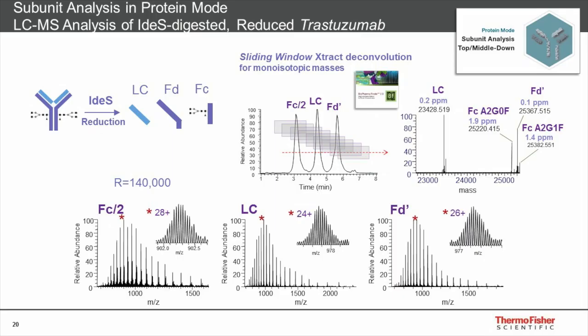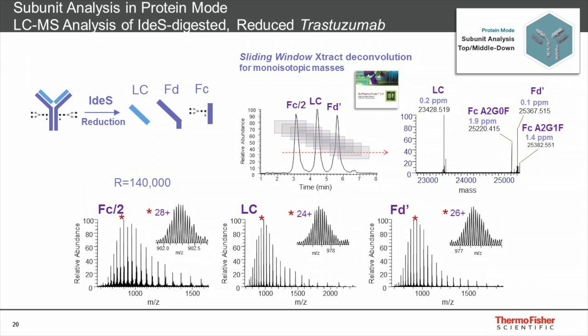So we have here IdeS and then reduction, which creates our 3 pieces, the light chain, and then the 2 pieces of the heavy chain, the Fd and the Fc. And as you can see here, we're actually using the same column, the MAbPac RP, and we separate quite nicely these 3 different subunits. And from that, then we can use our sliding window deconvolution to generate one single result.